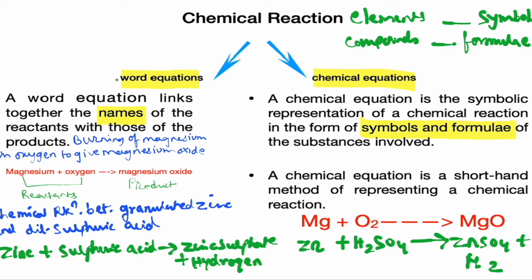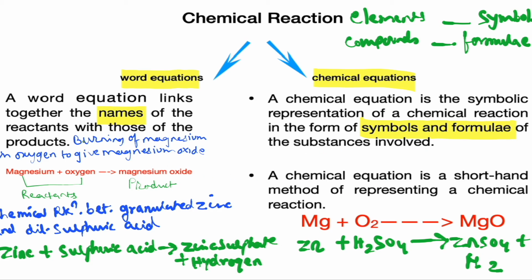So we see a word equation links together the names of the reactants with those of the products. So here the names of the reactants magnesium plus oxygen are linked together with the name of the product magnesium oxide. For chemical equations, a chemical equation is the symbolic representation of a chemical reaction in the form of symbols and formulae of the substances involved.